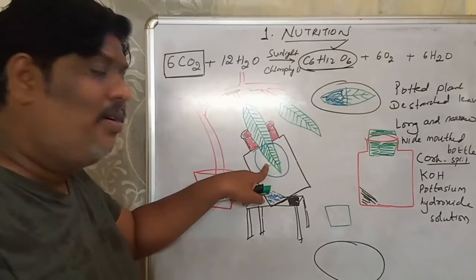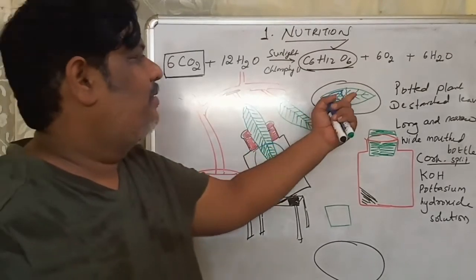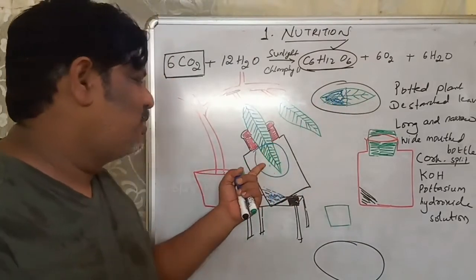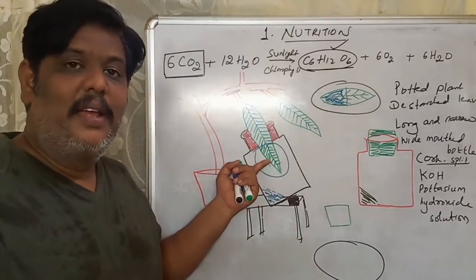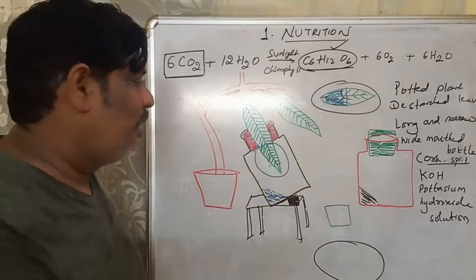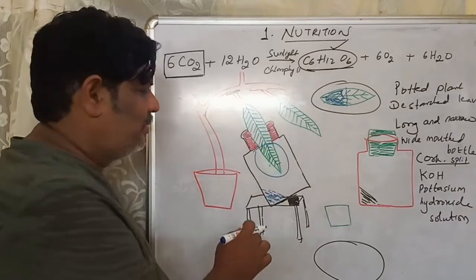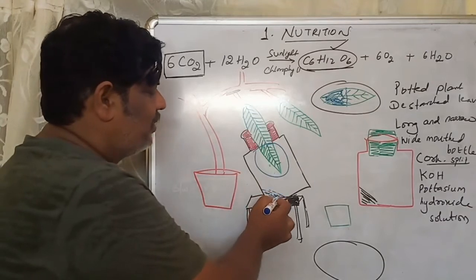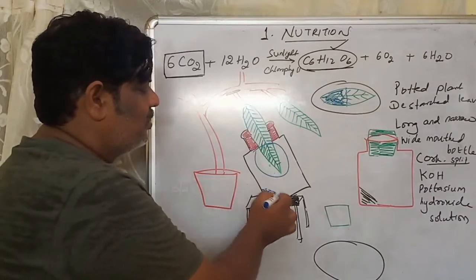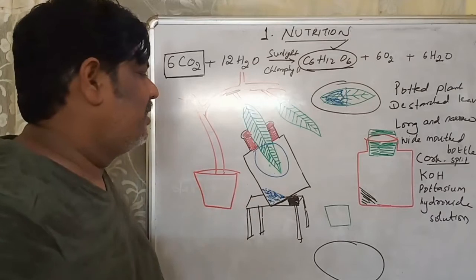If it had got the carbon dioxide, then it would have shown the blue color, but it's not showing any kind of color here. The reason is it did not get the carbon dioxide, because whatever carbon dioxide is in the wide mouthed bottle is completely absorbed by the potassium hydroxide solution or the pellets we have taken in the bottle.